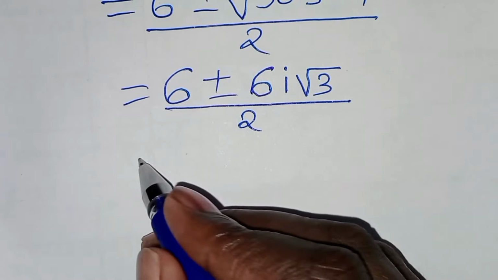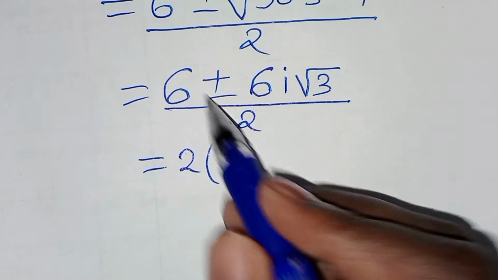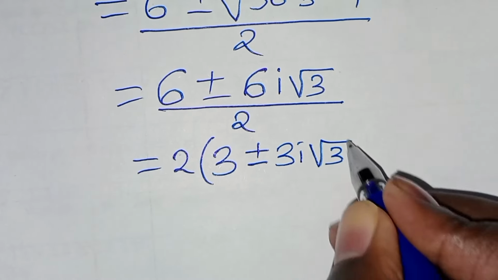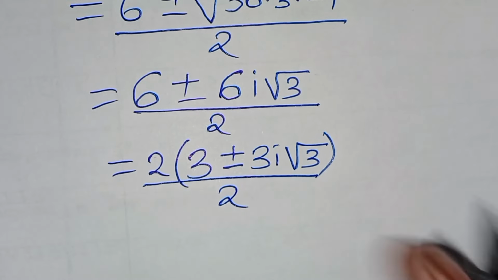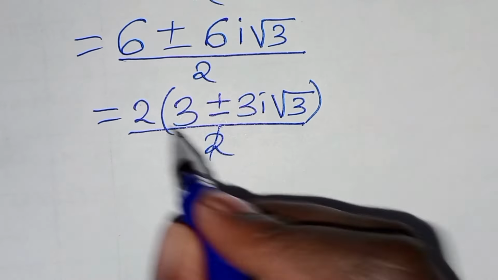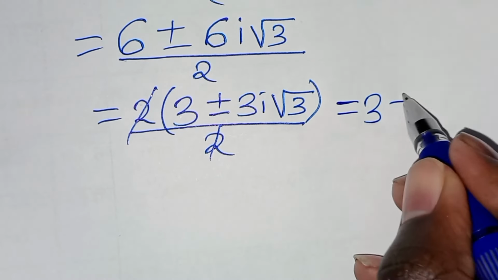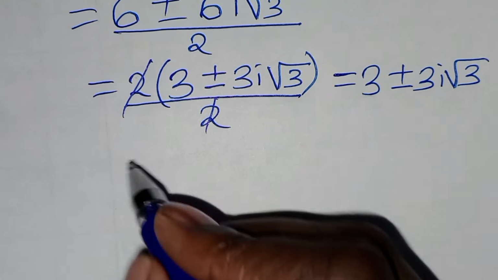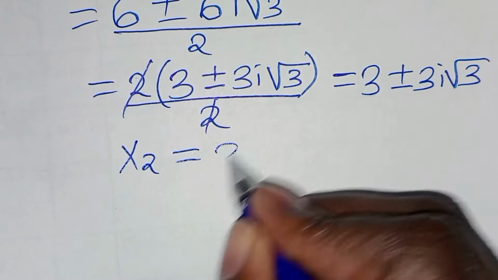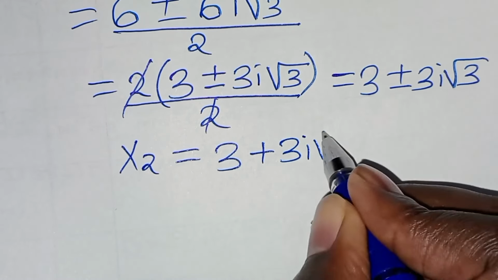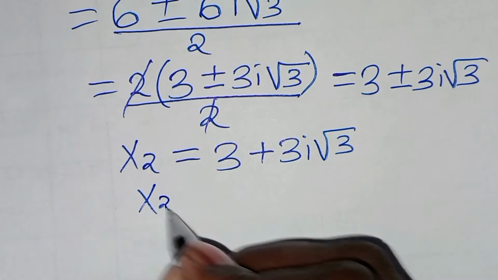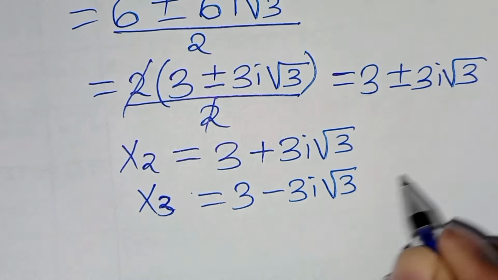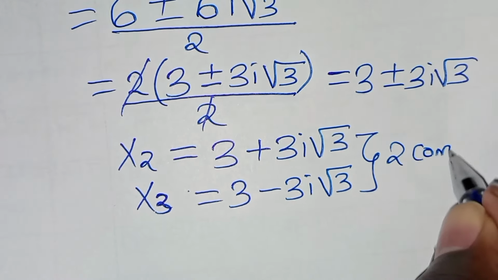So we can factor out here 2. Let's factor out 2 here so that we have 3 plus or minus 3i square root of 3, close the bracket, then divided by 2. So that now if you simplify here, we'll have this as 3 plus or minus 3i square root of 3. So this implies that x2 is equal to 3 plus 3i square root of 3. And we have that x3 is equal to 3 minus 3i square root of 3. Now, these are two complex solutions.